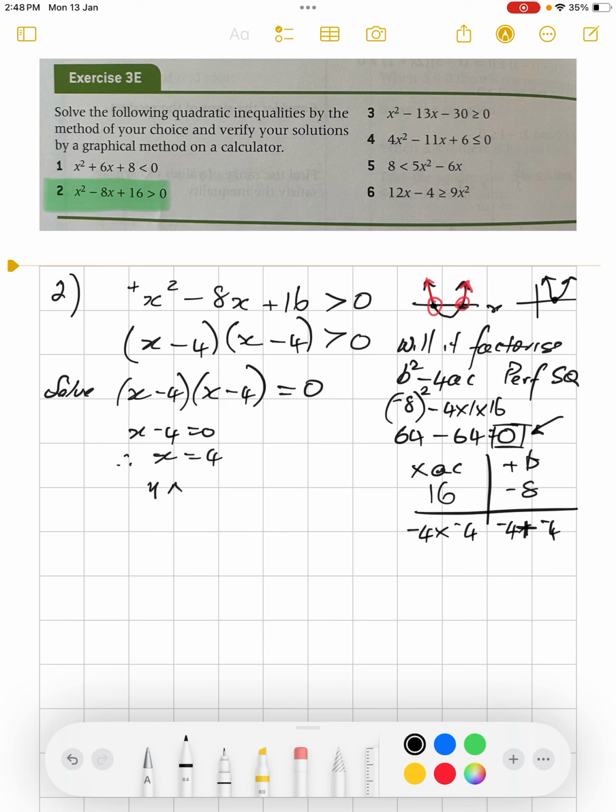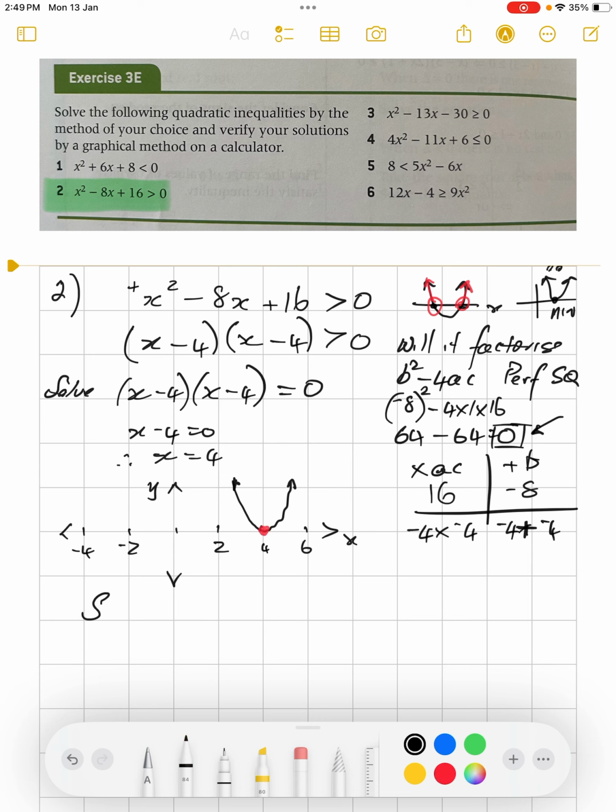So let's sketch this, and I'll put the x-axis here, and negative 2, negative 4, 2, 4, 6. And it's a positive, so it's got a minimum value. It's a happy graph, what I say, because it looks like a smile. Alright, so that's the best I can do. And it's just touching at 4.